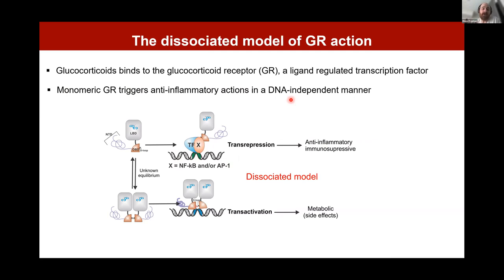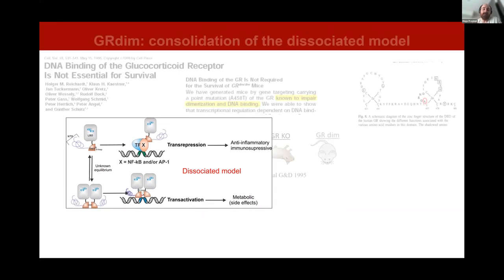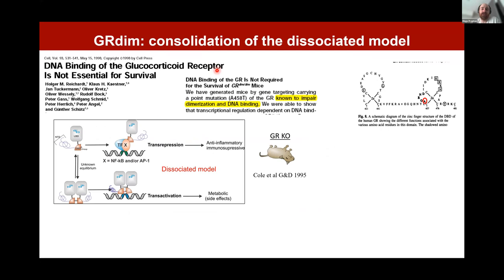So if you want to find better glucocorticoids, you should try to find ligands that will shift the equilibrium towards a monomeric receptor, okay? And that was consolidated by studying a single point mutation in the receptor called the GRdim mutant. So the GRdim mutant is a point mutation in the DNA binding domain. So these are the 2 zinc fingers of the protein, and the mutation is right here. And that mutation is supposed to impair dimerization and DNA binding, okay?